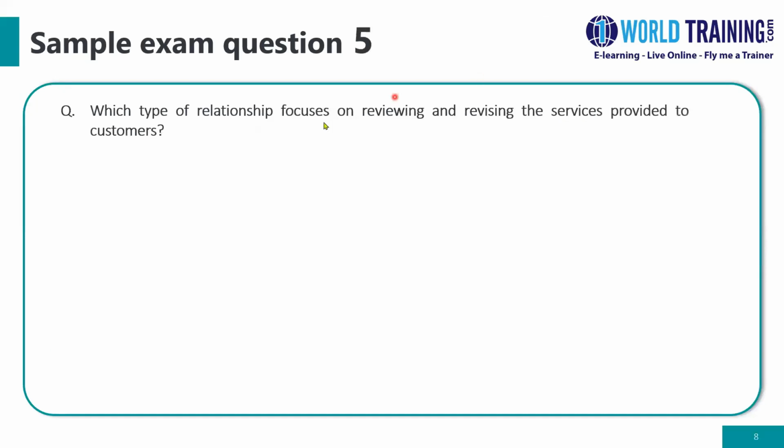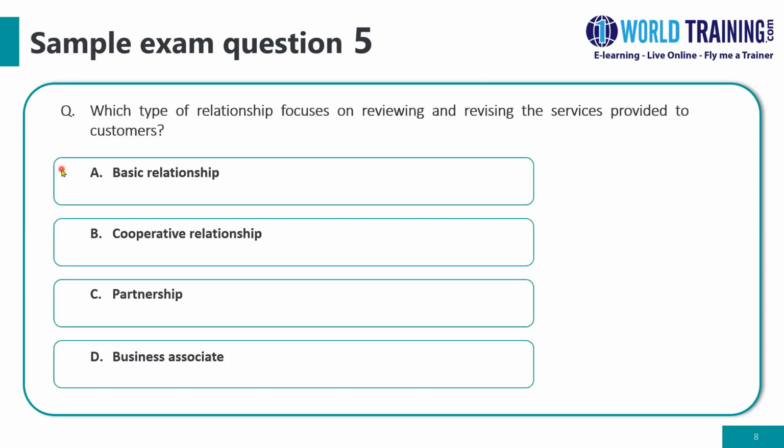Next, we move on to question 5. Which type of relationship focuses on reviewing and revising the services provided to customers? A, basic relationship, B, cooperative, C, partnership, D, business associate. A bit similar, but it's about organizational relationships in this case.